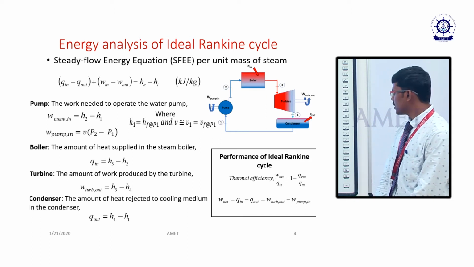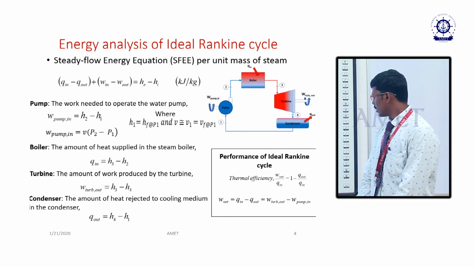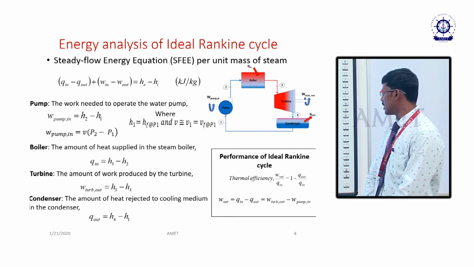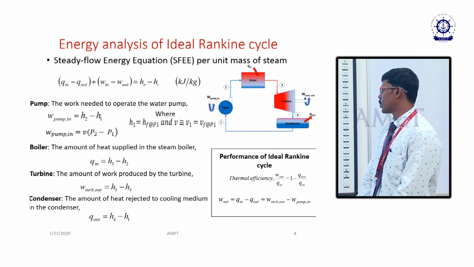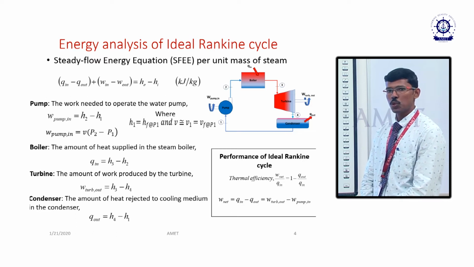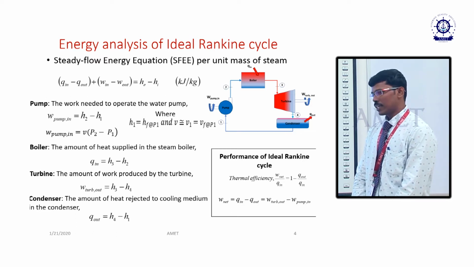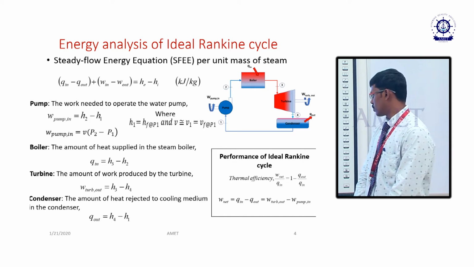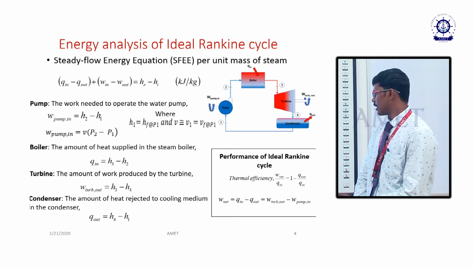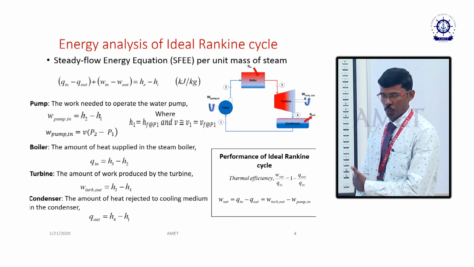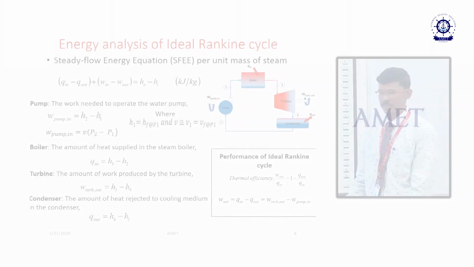So, the equation deduces in such a way that the thermal efficiency is equal to W net by Q in, which is equal to 1 minus Q out by Q in. So, W net, which is given by Q in minus Q out, is nothing but work done by the turbine minus work given to the pump. The difference between the ideal and actual vapor power cycle.